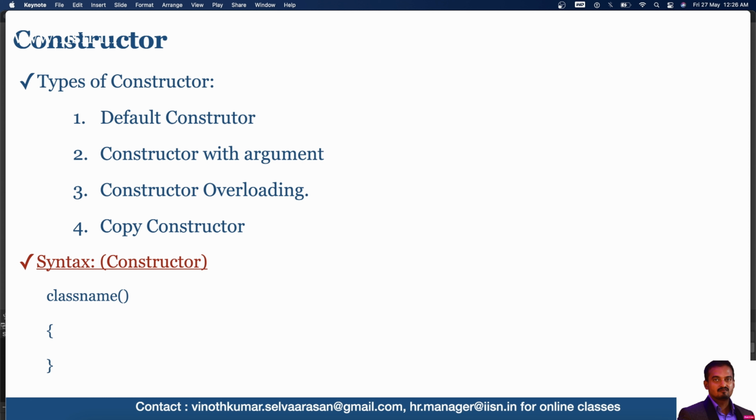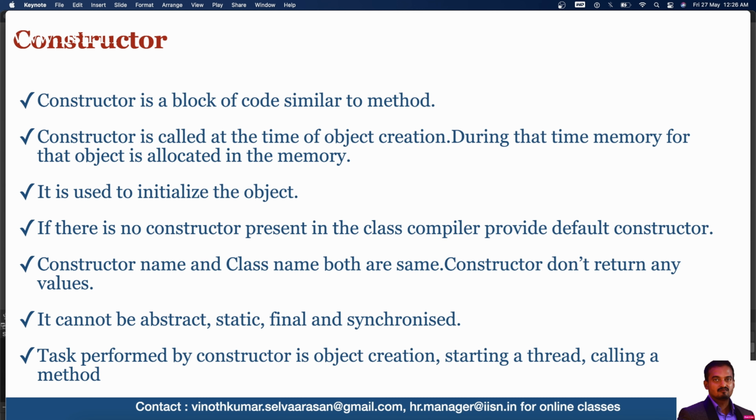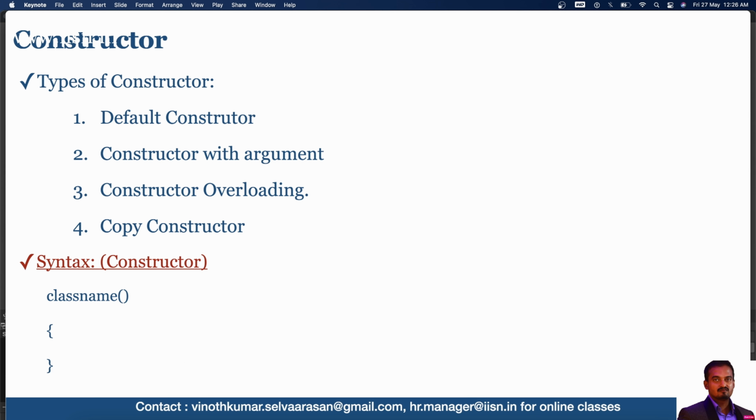The syntax for the constructor is the class name followed by open and close parentheses. We already saw that the rule is that the constructor name and class name are the same. Inside this we can write statements or method calls or anything. It is called at the time of object creation. Now let us move to the implementation part of how to create a constructor.